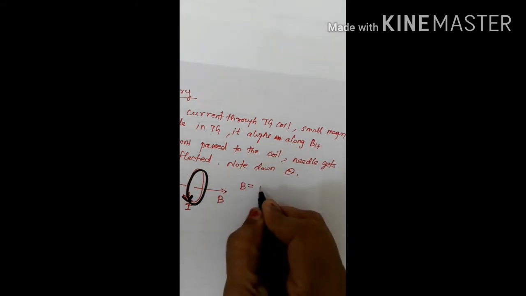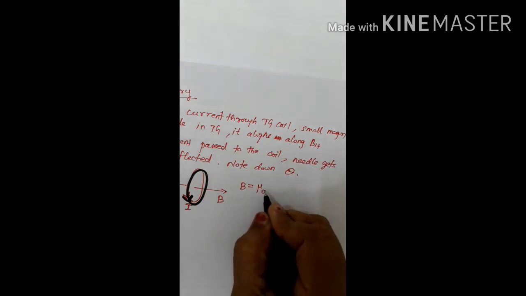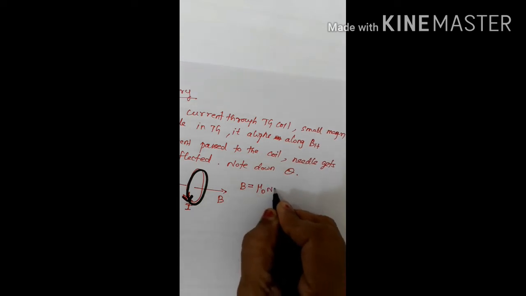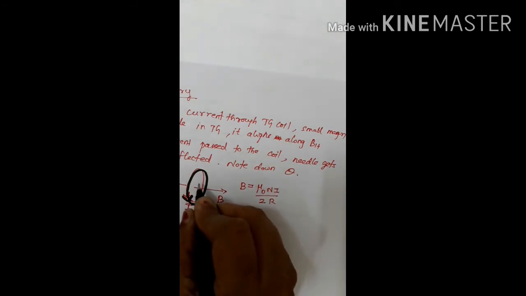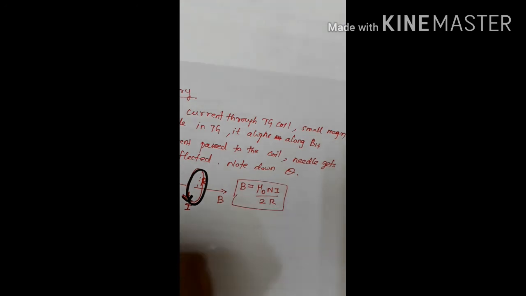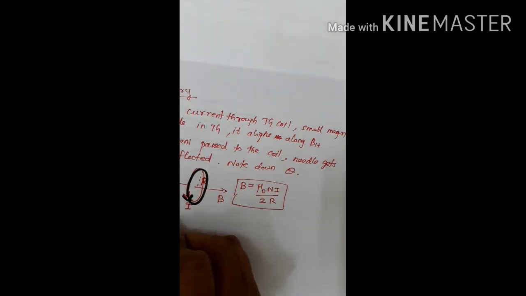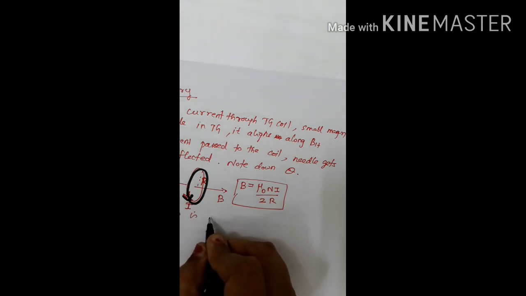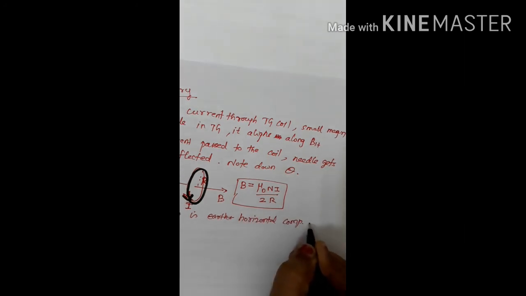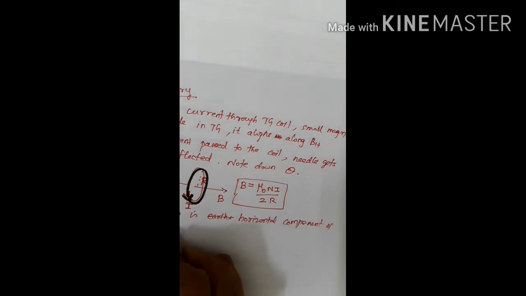So what is this B? Already you have learned the formula, the magnetic field produced by a circular coil carrying current: B is equal to mu naught N I by 2R, where R is the radius of the coil. This formula we have already derived. The other magnetic field is BH, the horizontal component of Earth's magnetic field.